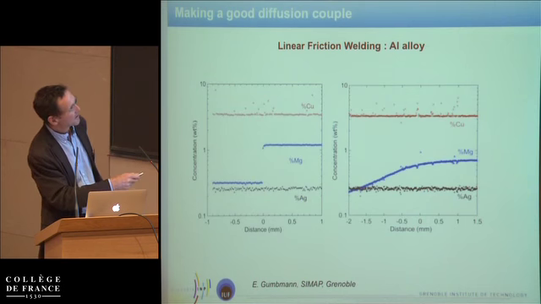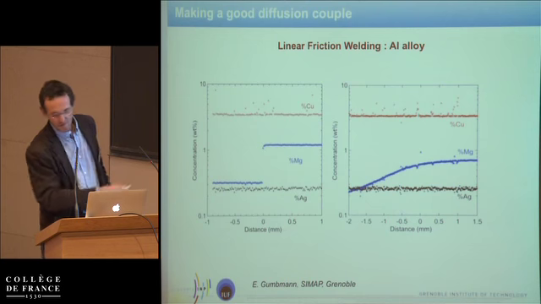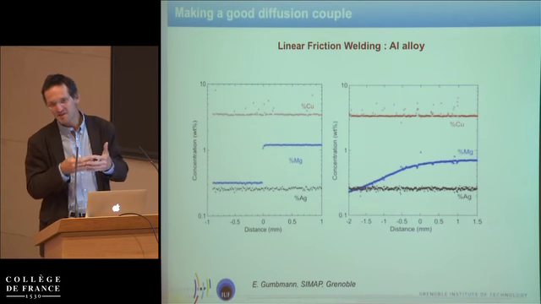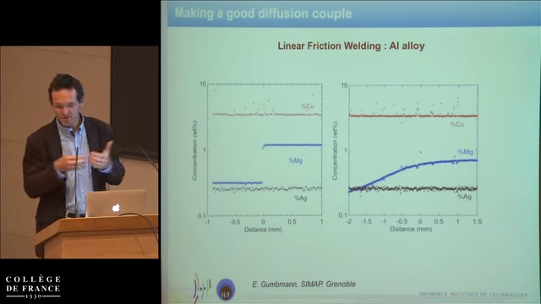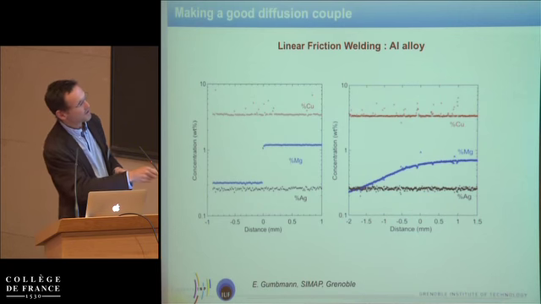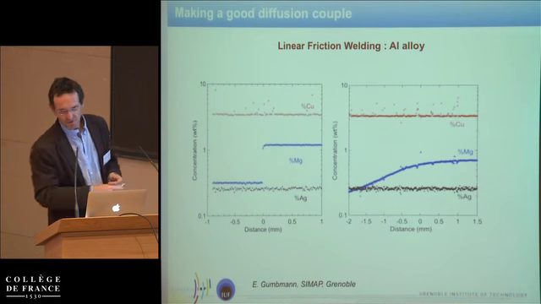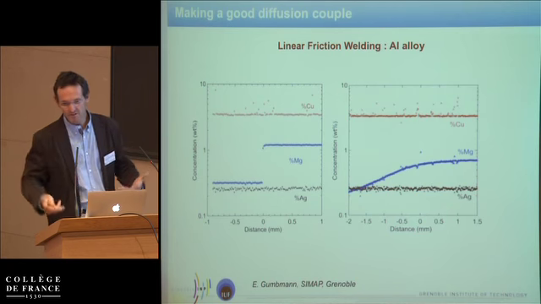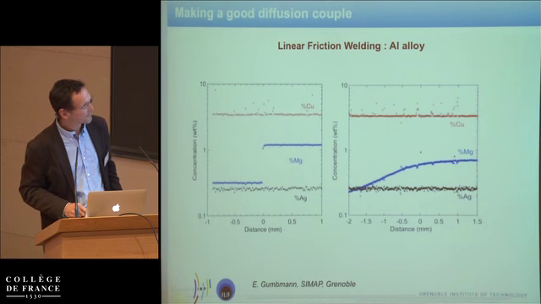And of course, once you've welded it, the composition gradient is a step function, because you have only solid state welding at relatively low temperature, and no significant diffusion. But later on, you can make the diffusion as much as you want and get the diffusion couple at the scale you need for further characterization.